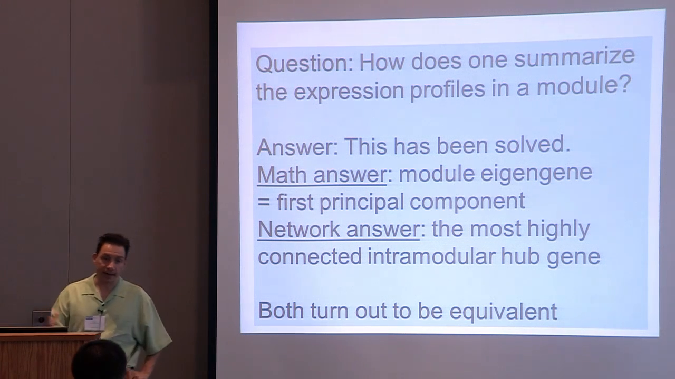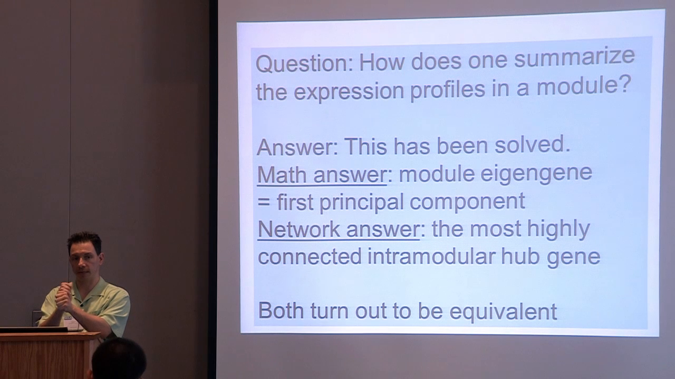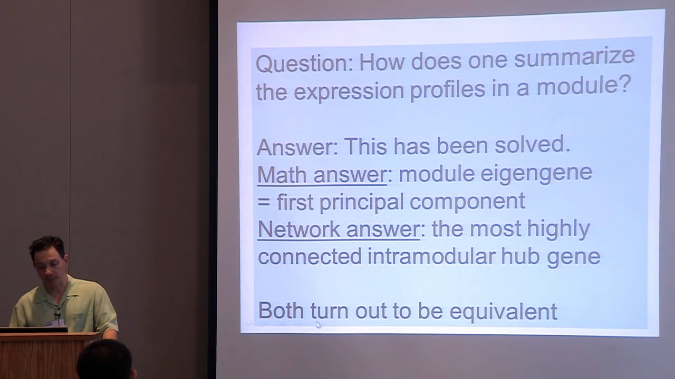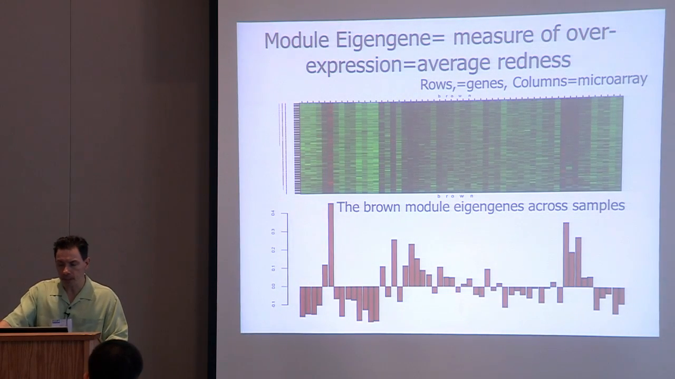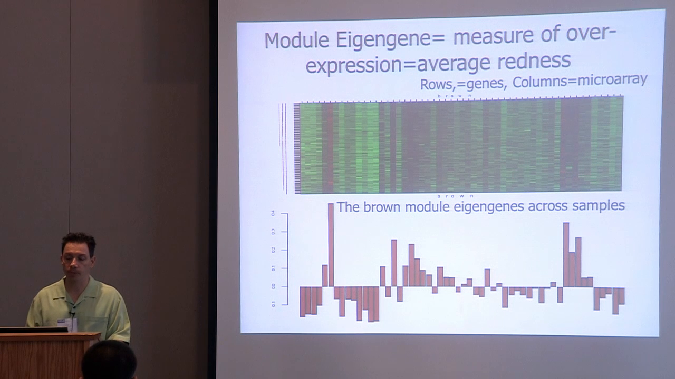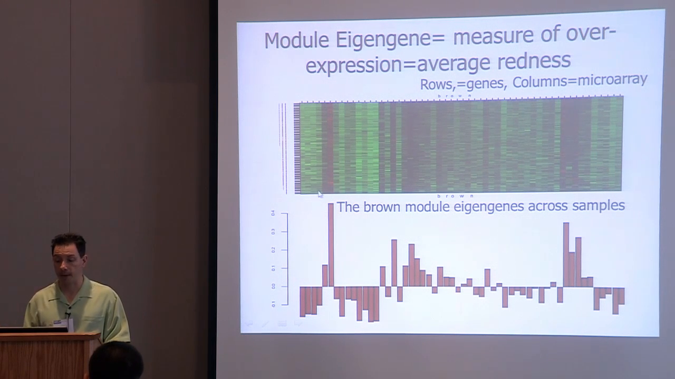But the other answer is, when you have a module, you take the one gene that is most highly connected in that module, the ultimate hub gene. And fortunately, both of these answers, for all intents and purposes, turn out to be equivalent. But let me explain to you what we mean by module eigengene. It's actually a crucial concept that I explain now.